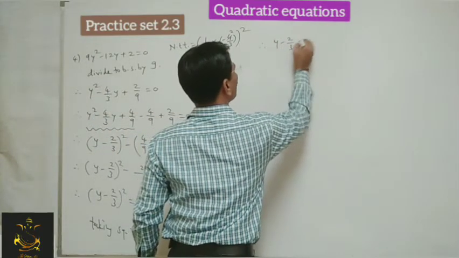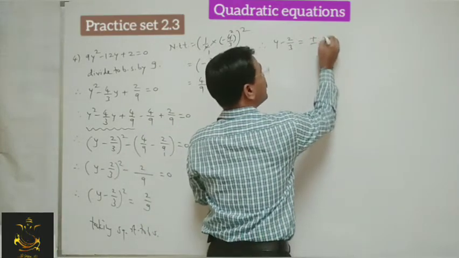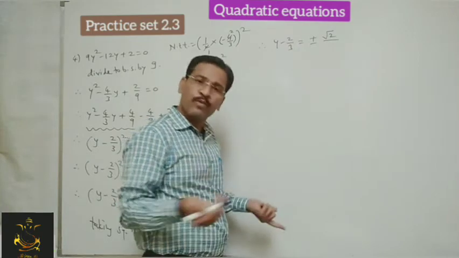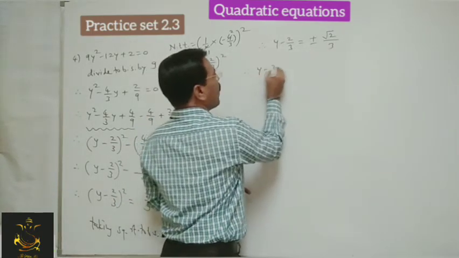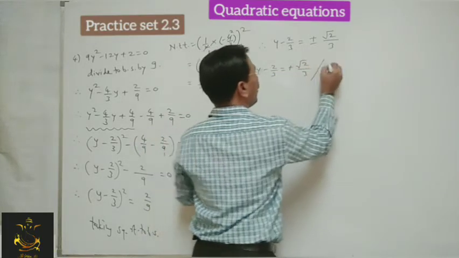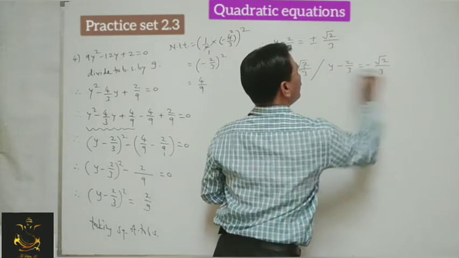y minus 2 upon 3. Okay, that side plus or minus root 2. What is the square root of 2? Square root of 2, and 9 is 3. Okay, I'll write y minus 2 upon 3 is equal to plus root 2 upon 3, or y minus 2 upon 3 equal to minus root 2 upon 3.